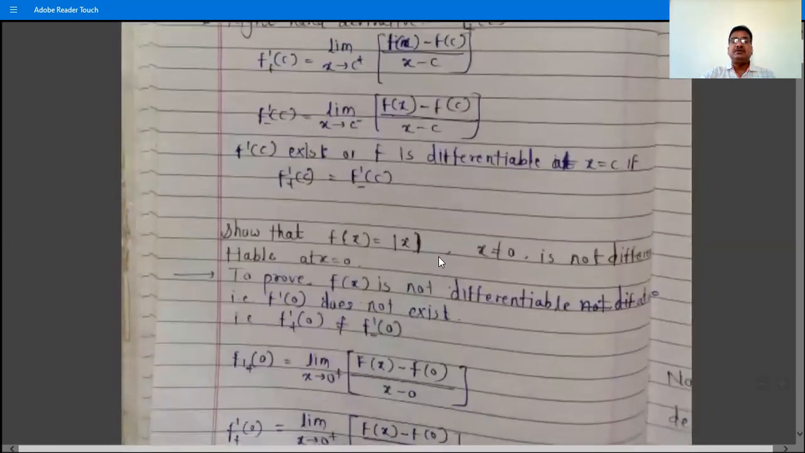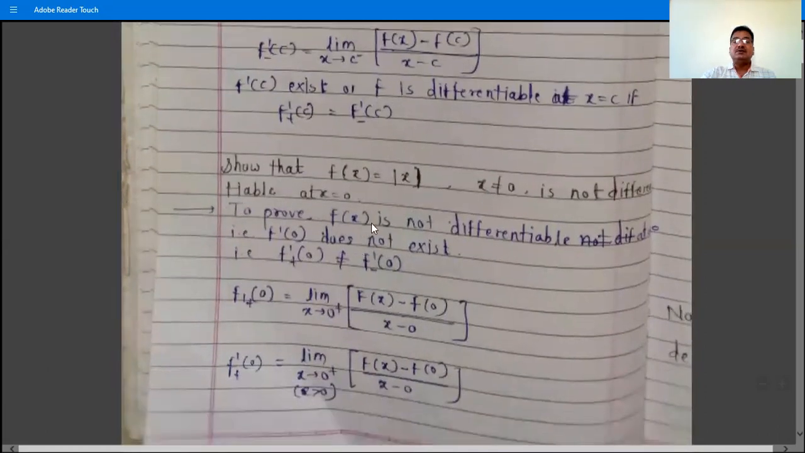Show that f of x equal to mod x, x not equal to 0, is not differentiable at x equal to 0. So this is an example of not differentiable. What do I have to prove? f of x is not differentiable at point x equal to 0. That is, we have to show f dash 0 plus is not equal to f dash 0 minus. That is, the right hand derivative at point 0 is not equal to the left hand derivative of f at point 0.